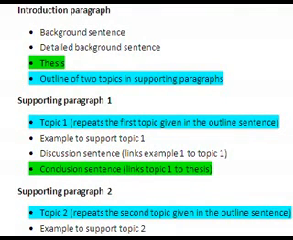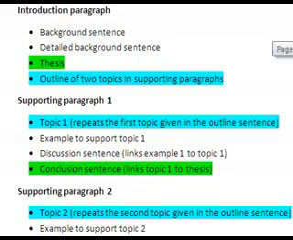So in the introduction paragraph, you have the background sentence, your detailed background sentence, which is just giving some background information about what you're going to talk about, and your thesis, which is the main idea of your entire essay. I've marked that in green. So everywhere that you see green in this skeleton is an area where the essay is linking back to the thesis and reinforcing the idea that was presented in the thesis. Following the thesis, you have the outline of the two topics that will support your thesis in the supporting paragraphs, supporting paragraph 1 and supporting paragraph 2.